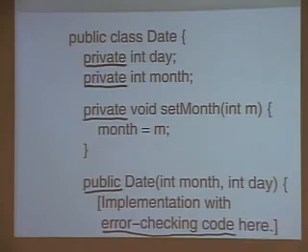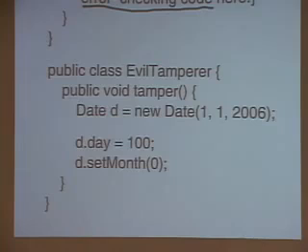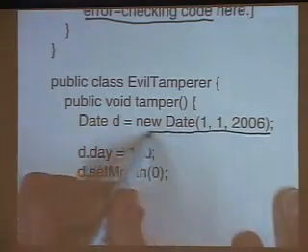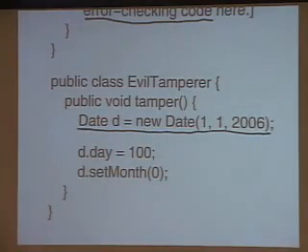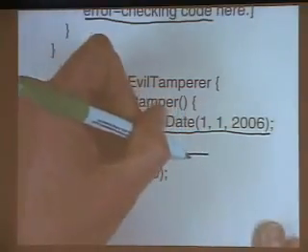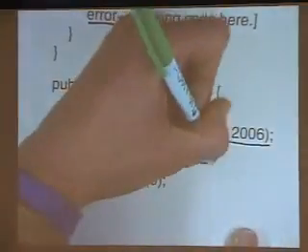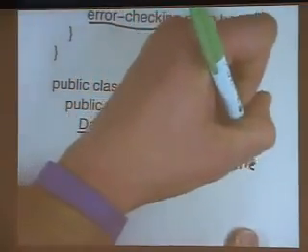Now imagine, now that you've declared these things private, that somebody else, maybe in the same company that you work for, writes a class called Evil Tamperer and tries to tamper with your stuff. Well, they will be able to create dates normally, but if they try to fiddle with the internals of your structure, like for instance if they try to change the day in one of your classes directly, then, well, you've declared that private, so this is not going to work. Java will refuse to compile this.